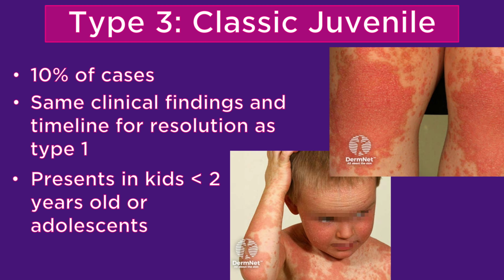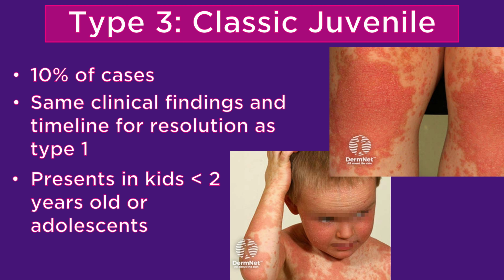Then there's type 3 PRP, which is the classic juvenile form and comprises 10% of all PRP cases. It basically has the same clinical findings and timeline for resolution as type 1, but presents in kids less than 2 years old or in adolescence.